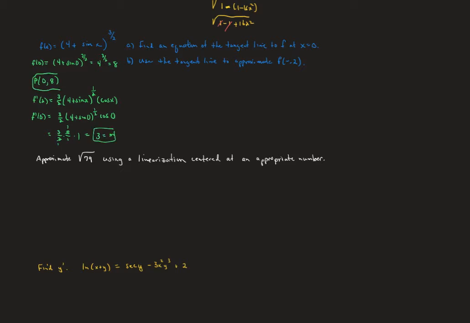So we take our point and our slope. Well, we actually have the y-intercept. So we can write our tangent line. This is now our answer to part A, is y equals 3x plus 8.